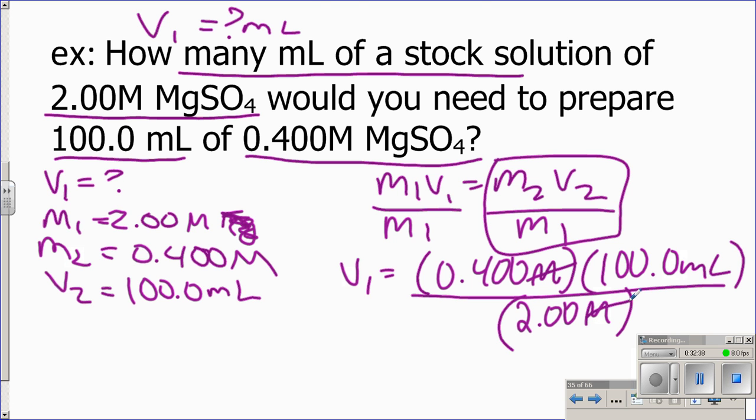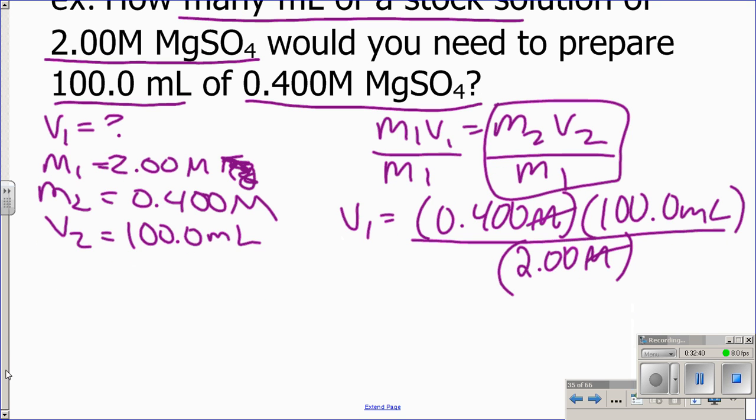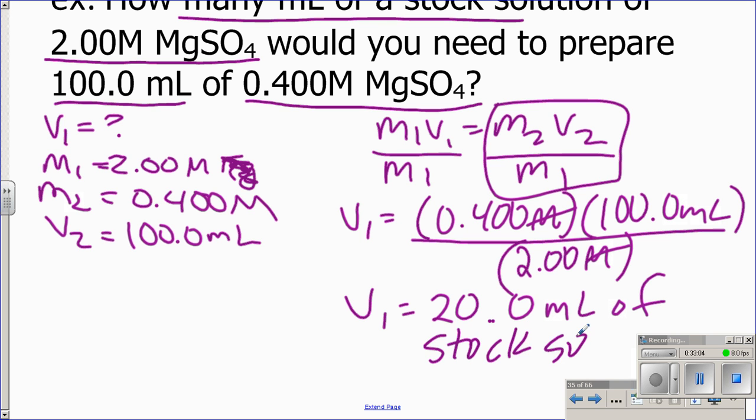Great. It asks for milliliters. We're in good shape. I should solve by multiplying and then dividing. So what's that? 40 over 2, so 20 milliliters. Is that right? Okay. So 20.0, because I've got 3 sig figs. So exactly 20.0 milliliters of what? What are we looking for? Stock solution. Okay. So now we've got the answer, but now we got to talk about it a little bit.